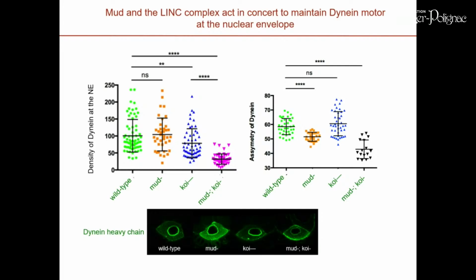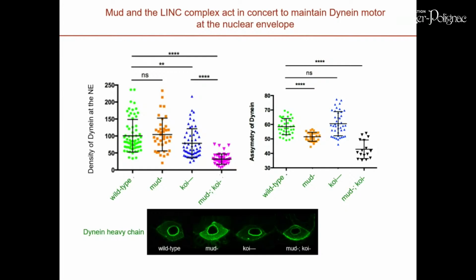And so we investigate the involvement of MUD and the LINC complex for the association of dynein to the nuclear envelope. And what we found is that, in fact, we have a collaboration between MUD and the LINC complex for that. So when we inactivate MUD, the density of the dynein at the level of the nuclear envelope remains as in wild type. However, the level of the asymmetry of dynein is reduced.